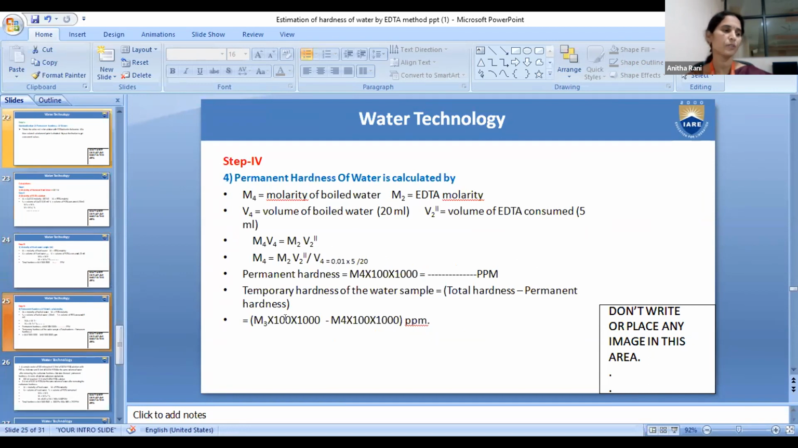Tomorrow we'll go for problems. So this is the estimation of hardness of water by the EDTA method. We'll find out total hardness in the water sample, and permanent and temporary hardness using EDTA. Understood, everybody? Tomorrow I will revise again.